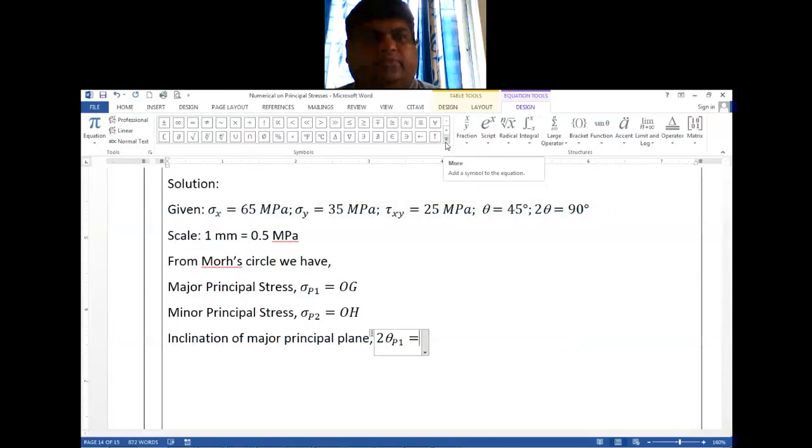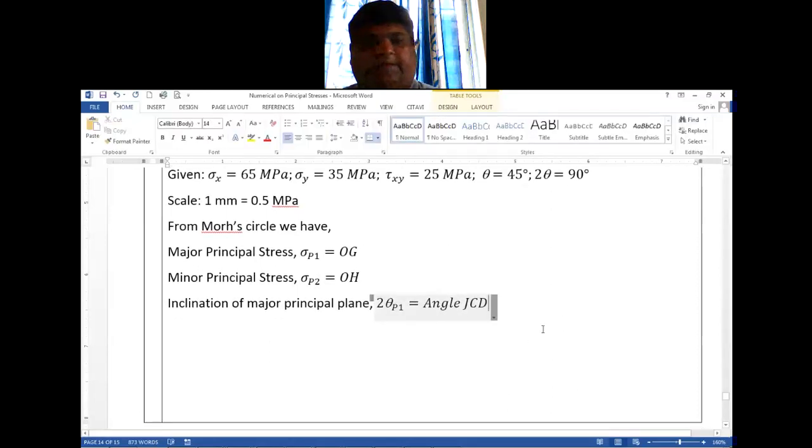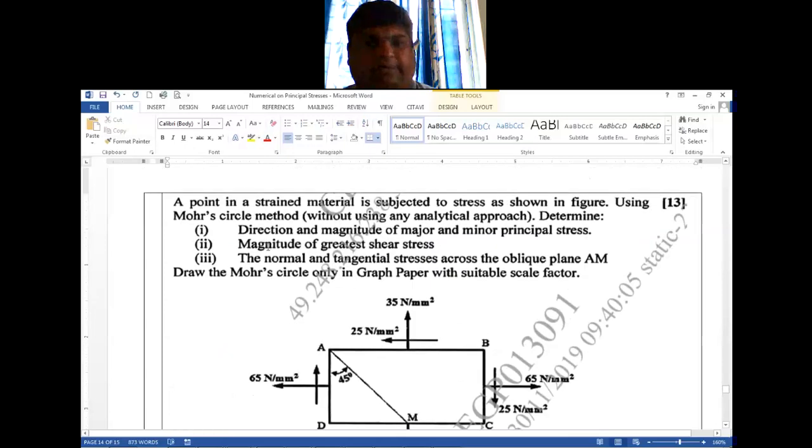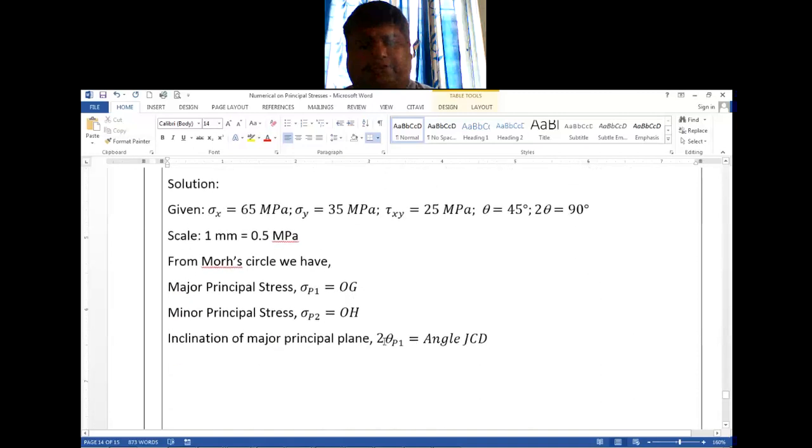So 2 theta P1 is JCD, angle JCD. Do we have symbol for this? Forget it, I will just write it as angle JCD. So you have to measure that angle. From that you will get theta P1. So JCD by 2 will be theta P1 and theta P1 plus 90 degree will be theta P2. Okay, that we will do it later. Then he has asked magnitude of greatest shear stress. So that is tau max.